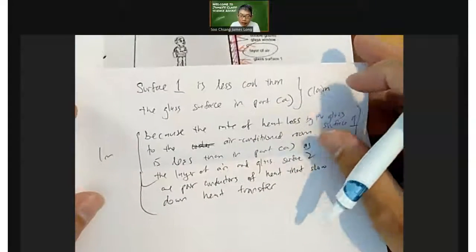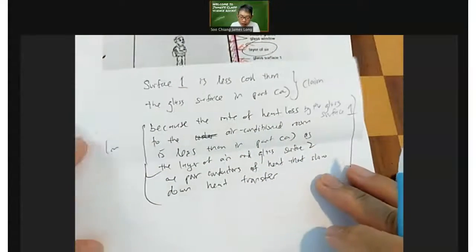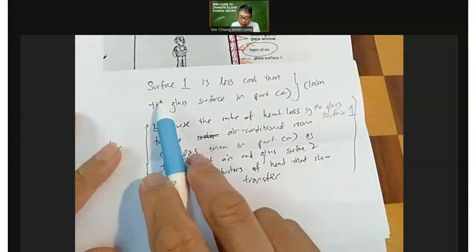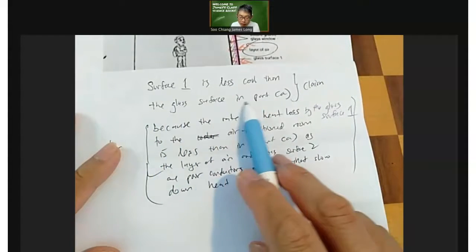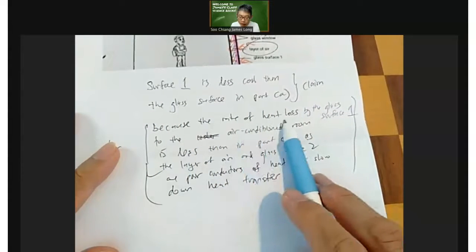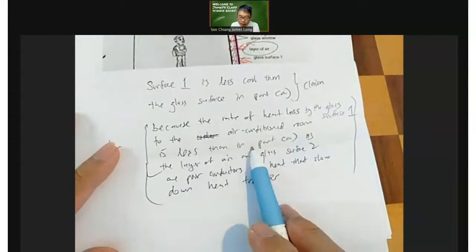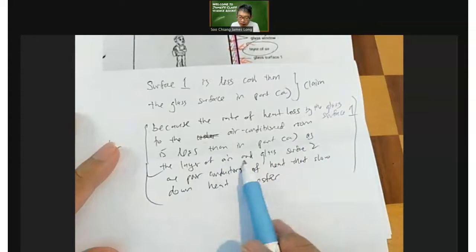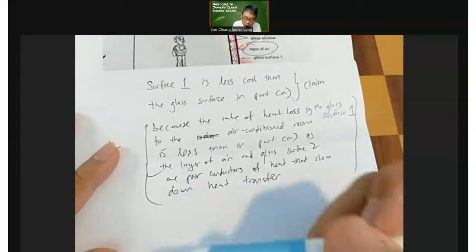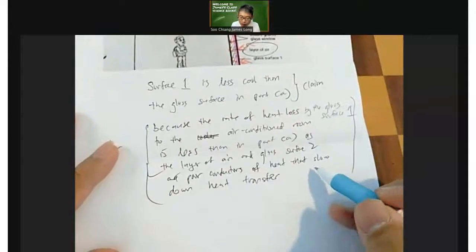The lower rate of condensation. So let's recap. Surface 1 is less cool than the glass surface in part A because the rate of heat loss by the glass surface 1 to the air conditioned room is less than in part A, as the layer of air and glass surface 2 are poor conductors of heat that slow down heat transfer.